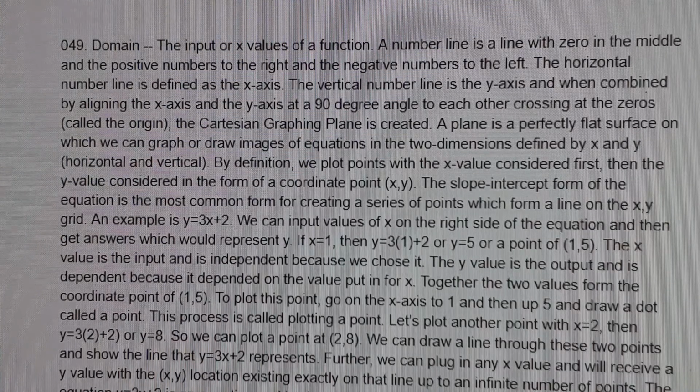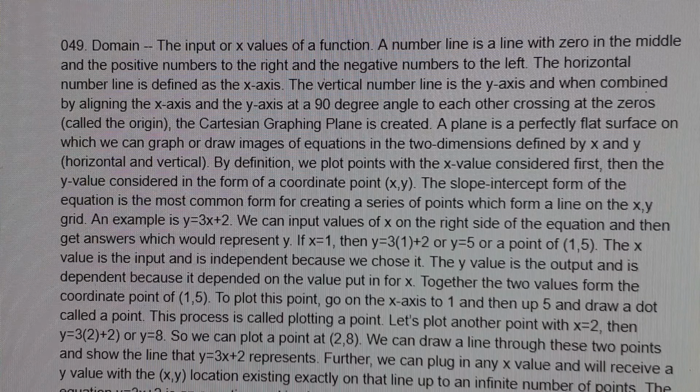Domain. The input or x values of a function. A number line is a line with 0 in the middle, and the positive numbers to the right, and the negative numbers to the left. The horizontal number line is defined as the x-axis.